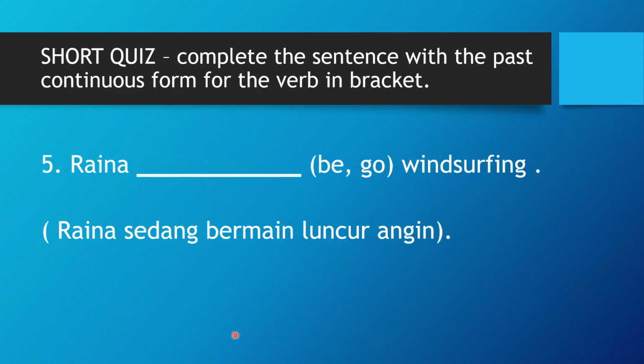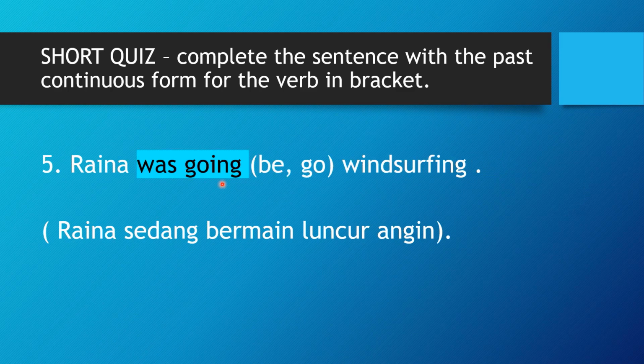Okay, next question. Raina, be, go windsurfing. So what is the past continuous form for this verb in brackets? Okay, let's check the answer. Yes, Raina was going windsurfing. Okay, very simple. Add was in front and ing at the end of the infinitive go. We add was because Raina is a singular subject.